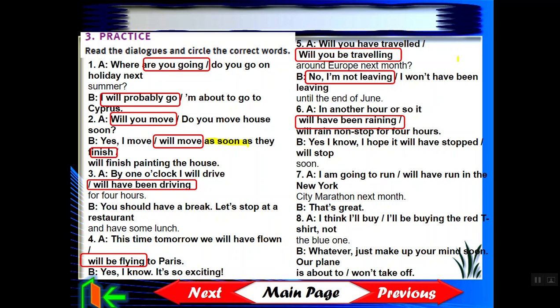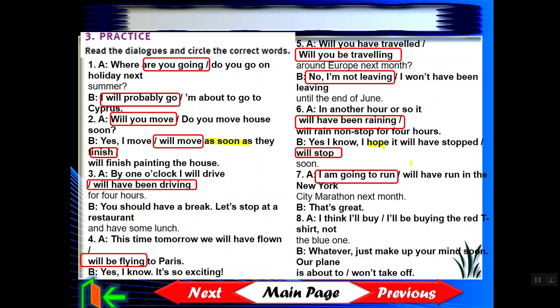B, yes, I know. I hope it will have stopped or will stop. If you focus here, there is I hope. So after I hope you take future simple, will stop. Okay, number 7, I'm going to run or will have run in the New York City marathon next month. So you have plans for the future. It is I'm going, future with going to. That's great. Okay, number 8.